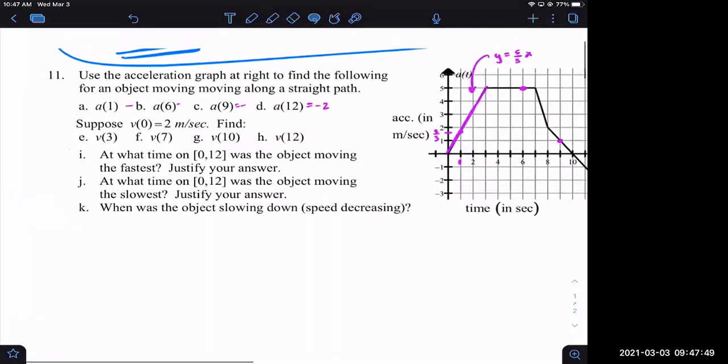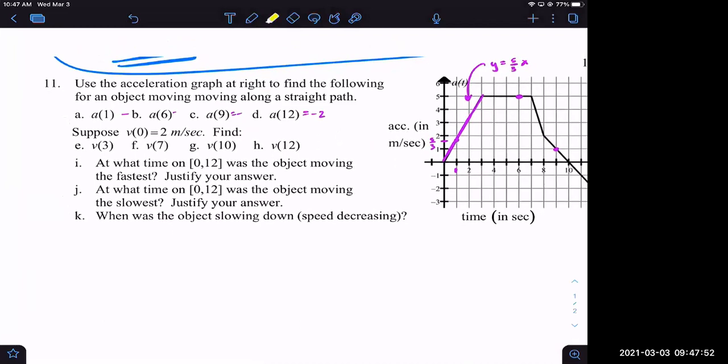On E, when you're asked to find velocity and our given information is acceleration, how do we go from acceleration to velocity? Good, integral or antiderivative. So we're going to integrate this, and to integrate we need to know the limits. I need to integrate from what number to what number? What two numbers should I choose for E? 0 and 3. We know 0, we're trying to find 3. So I'll integrate from 0 to 3.